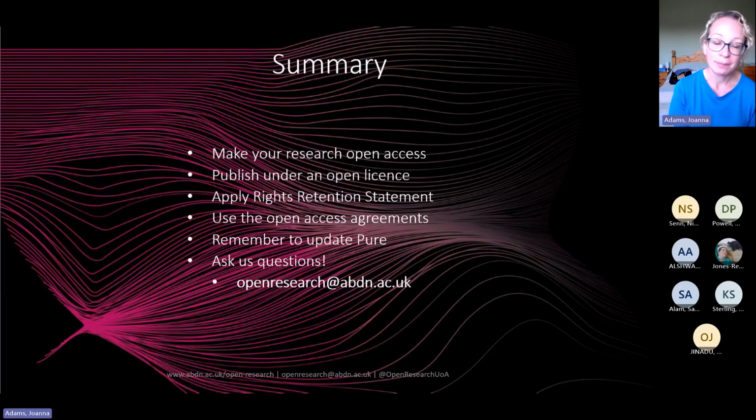So just to sum up, it's really important that you make your research open access. The more open it is, the more engagement and impact it will have. Make sure that you publish under an open license that sets out how you want your research to be reused. So use the Creative Commons CC BY license. Don't forget to apply the rights retention statement to make sure that you can make your research open access immediately on publication. And then don't forget about the other resources that we have, like the open access agreements.